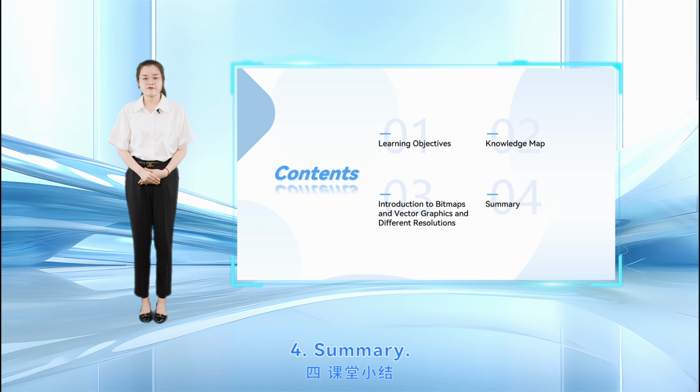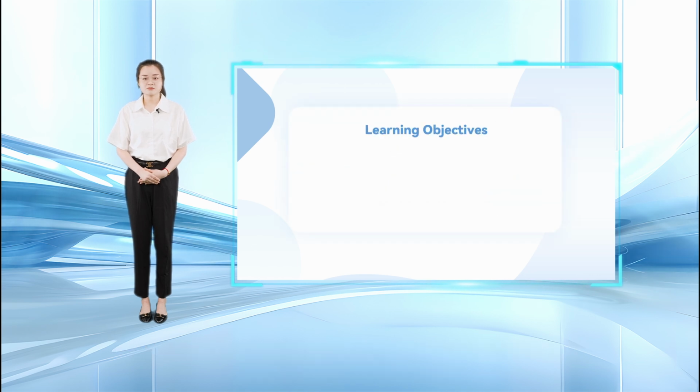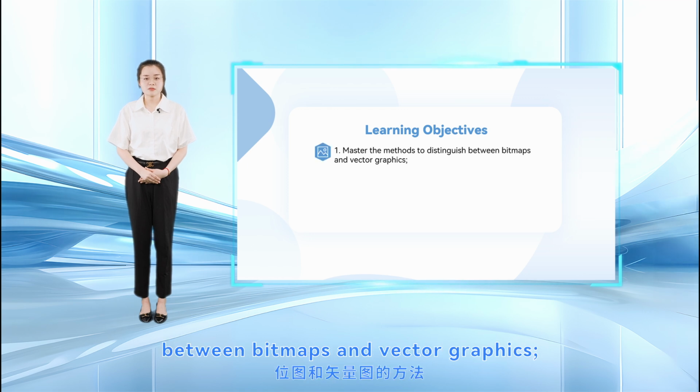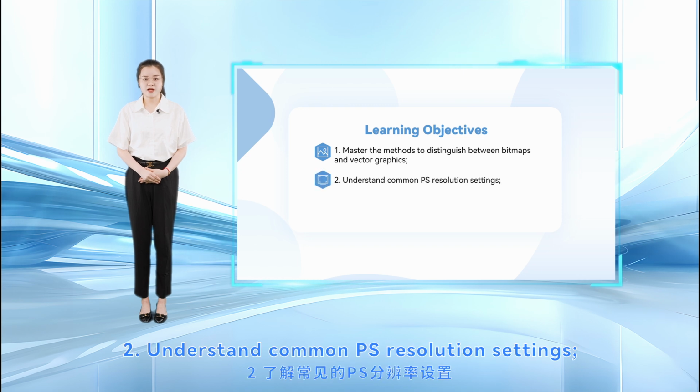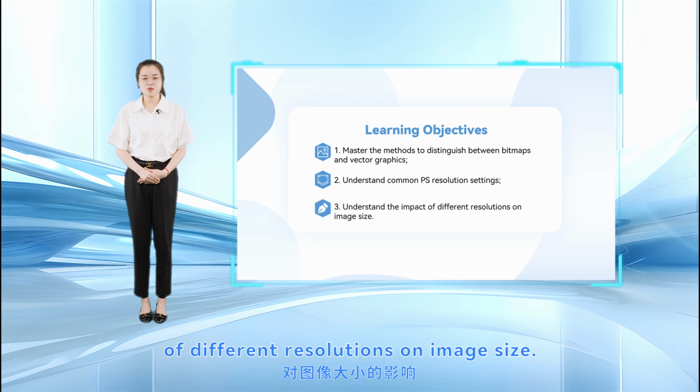4. Summary. First, our learning objectives for this lesson are: 1. Master the methods to distinguish between bitmaps and vector graphics. 2. Understand common PS resolution settings. 3. Understand the impact of different resolutions on image size.